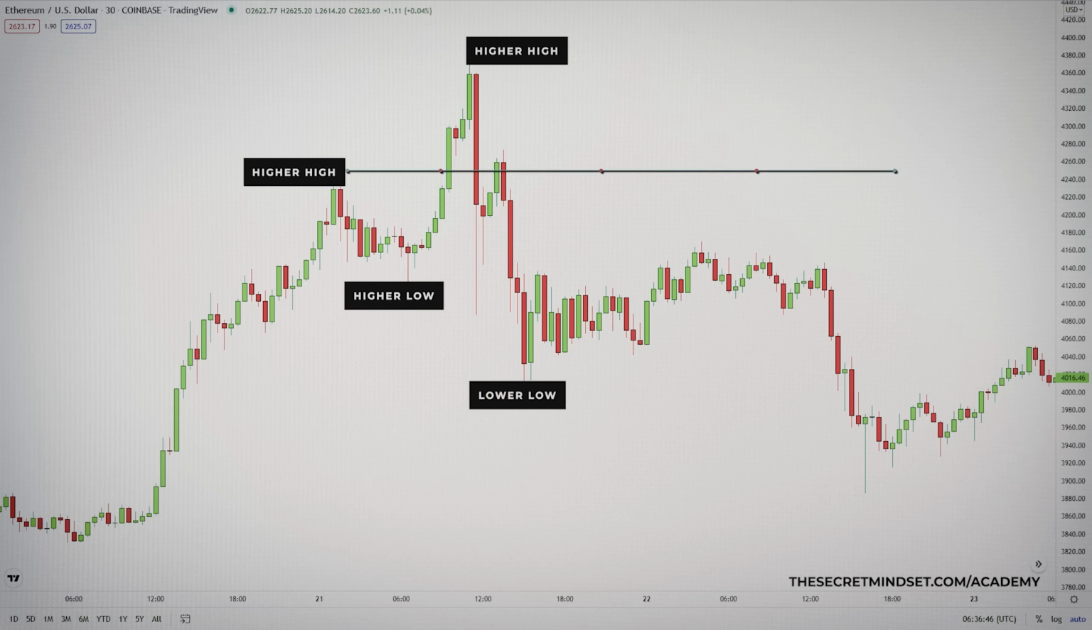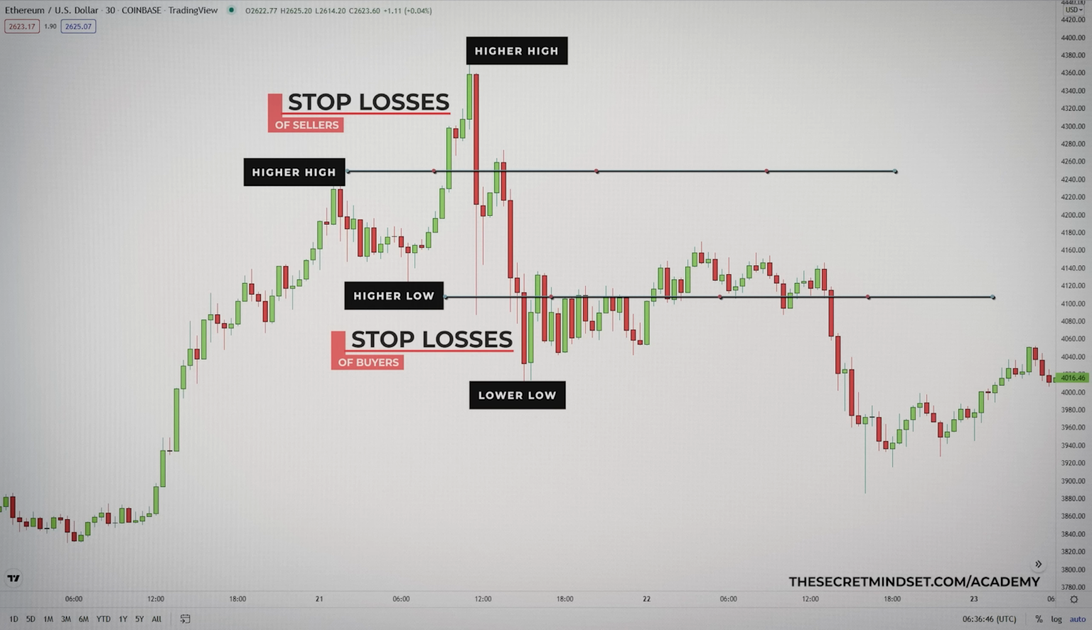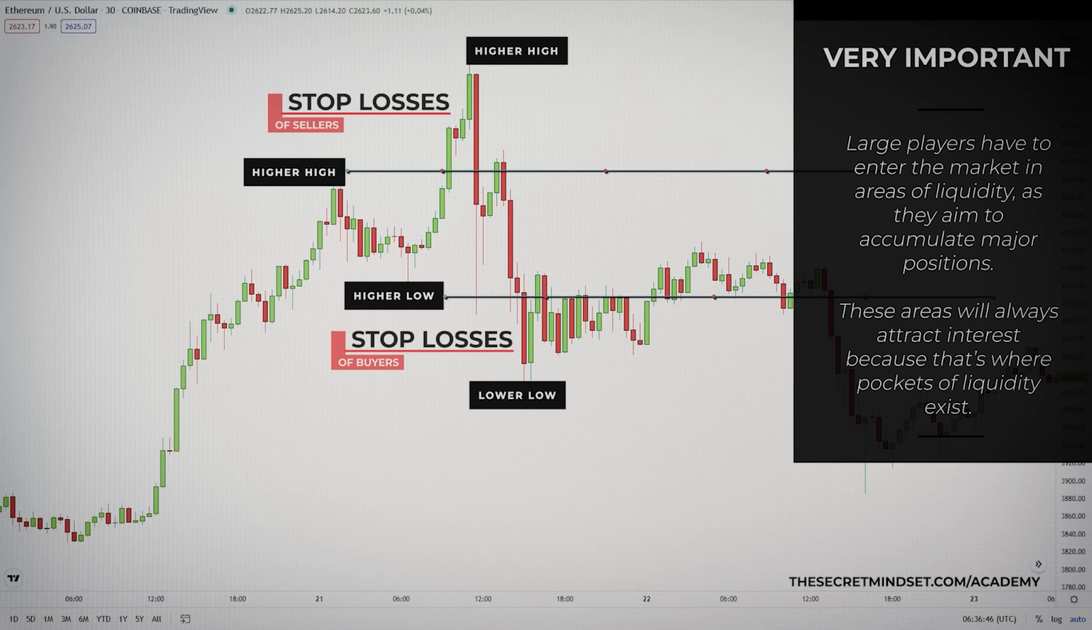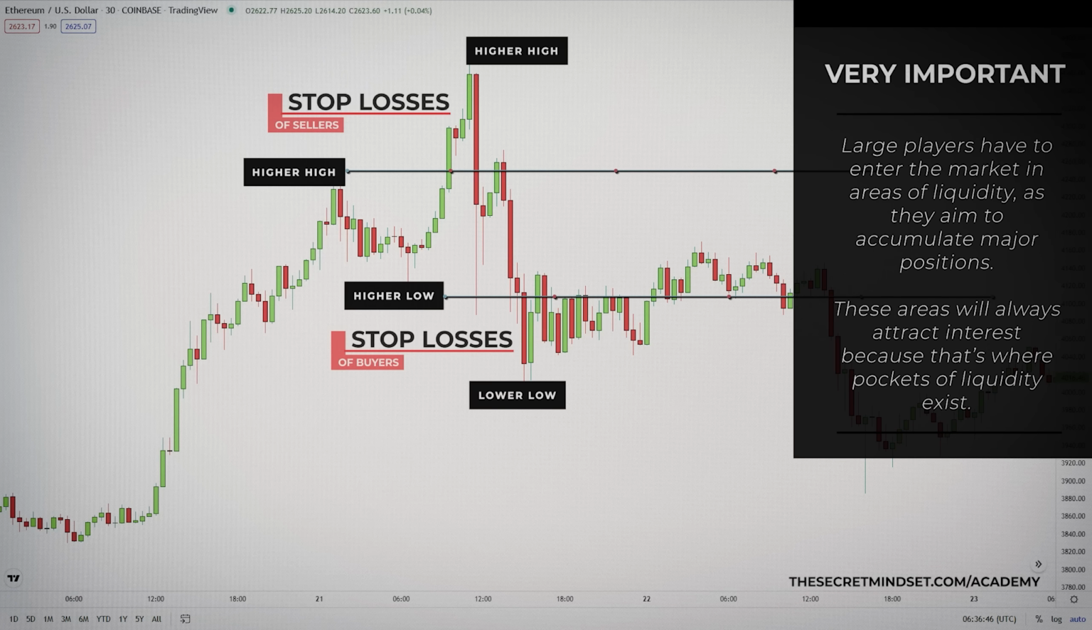So where do we find these levels? Where stop-loss orders are placed? Where do you think the concept of stop-loss hunt comes from? From the necessity that large players have to enter the market in areas of liquidity as they aim to accumulate major positions.